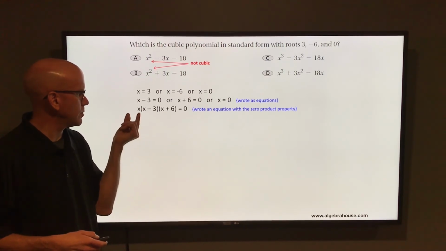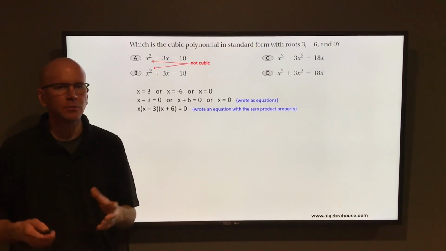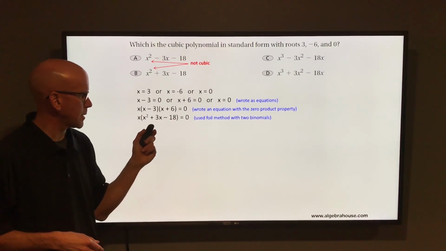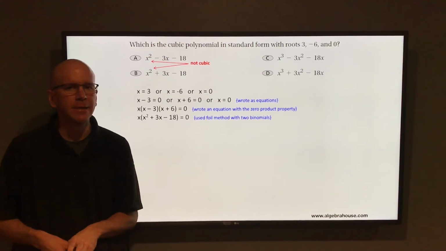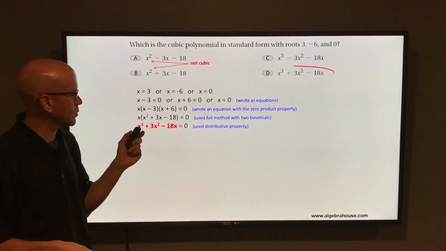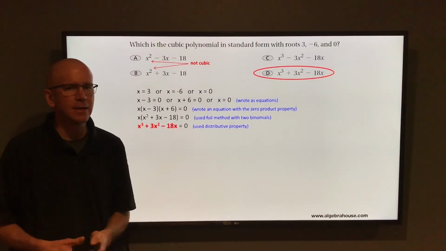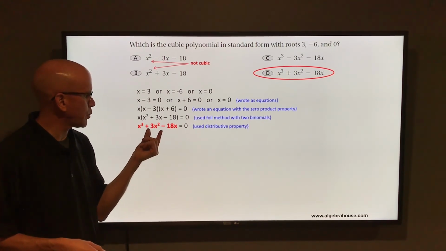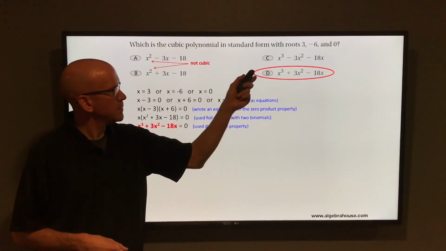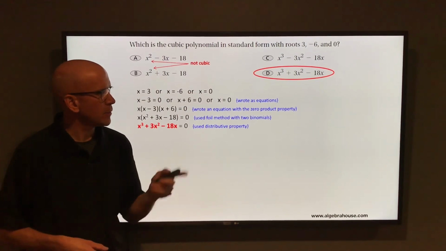To multiply those, you could either distribute the x first, or you could use the FOIL method or distributive property with the x minus 3 times x plus 6. Your choice. I'm going to multiply x minus 3 times x plus 6. If you do that, it'd be x squared plus 3x minus 18. We still have that x out front, so distribute that through the set of parentheses. Take x times x squared, that'd be x to the third. X times 3x is 3x squared. And finally, x times -18 is -18x. So you have x to the third plus 3x squared minus 18x equals 0. That is the cubic polynomial in standard form with roots of 3, -6, and 0. Letter D is the correct answer.